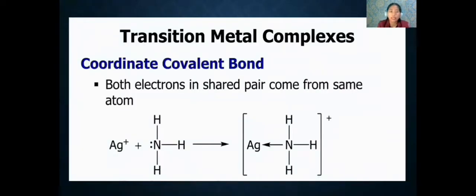Transition metal complexes. A coordinate covalent bond is the bond that is formed between the metal cations and the ligands, because both electrons in the shared pair come from the same atom. So the ligand here, the unshared pair of electrons of the nitrogen, will share these electrons with the silver cation to form the coordination complex.